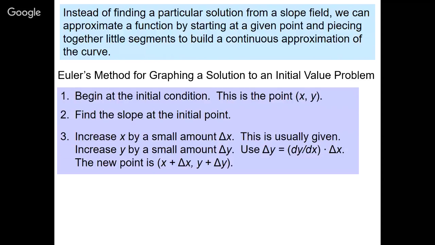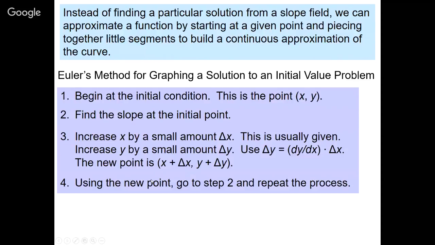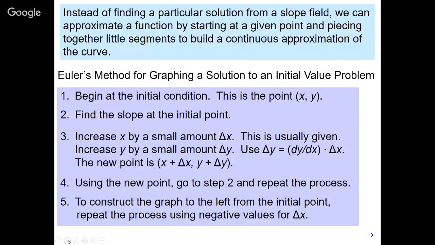This creates a new point that we're going to use as an estimate for the function: x plus a small change in x, y plus a small change in y. Easy for me to say. All right, and then we have the new point, and we do the delta x iteration one more time to move to a second point that can approximate the curve. And we're going to do it until we get to the point that we want to approximate.